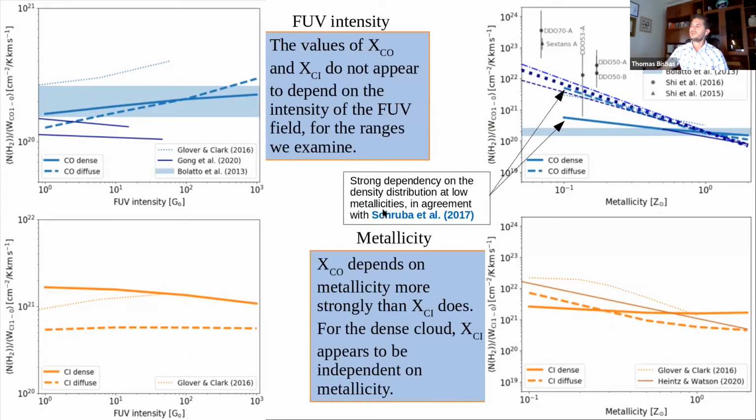And this is in agreement with the observations by Andreas Schruba in 2017, who measured this conversion factor in low metallicity environments and found these differences just because of the density distribution. So this is also in agreement with our models.